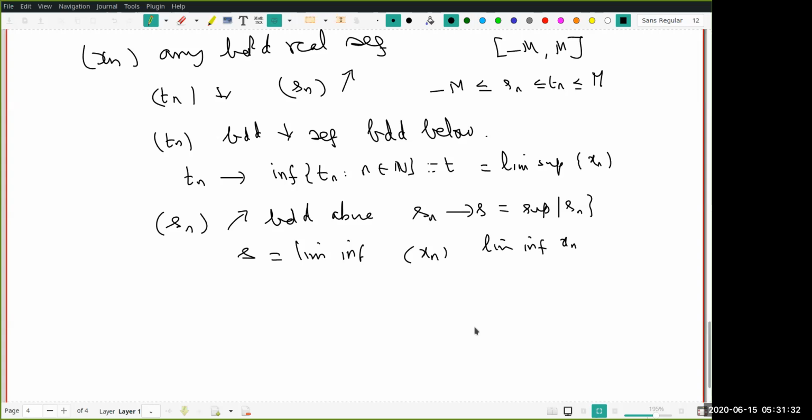Now, what is the relation between S and T? Let's look at that. We know that Sn is less than or equal to Tn for all n. What do I know about Sn and S? Sn is less than or equal to S. And about Tn and T? Remember, T is the infimum of Tn. Therefore, T is less than or equal to Tn. Now, is it clear that S is less than or equal to T?